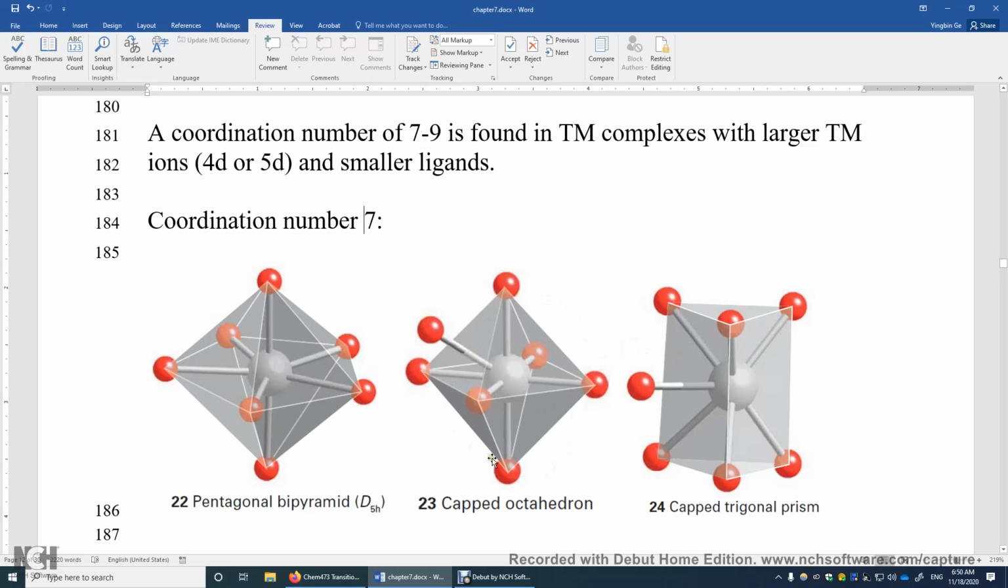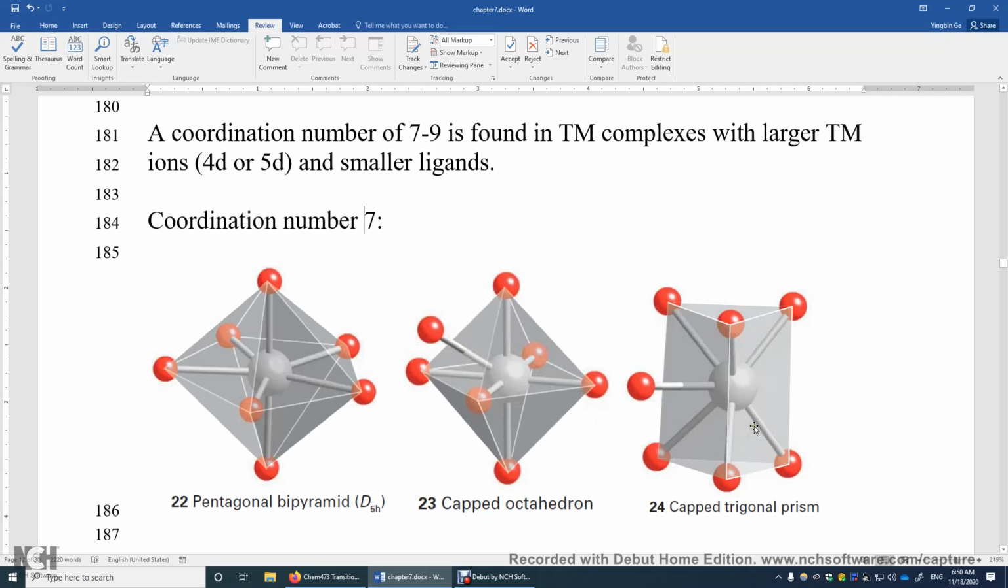Over here you have an octahedron first, and then you put the 7th ligand on top of this triangular surface. So now you have 7 ligands bonded to the metal. But again, the repulsion between these two ligands, and these two ligands is more significant than between any other two ligands.